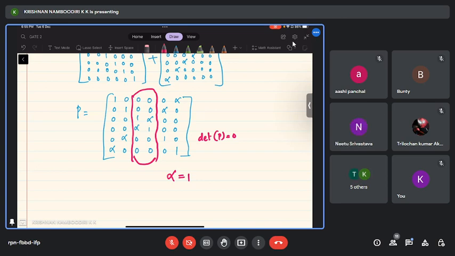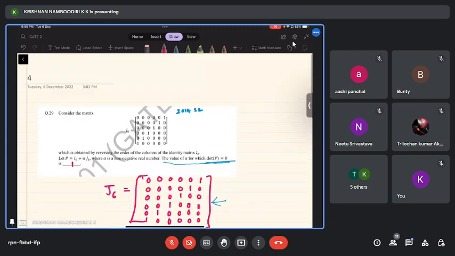Yes, sir. Say I'm calling column 3 as V3 vector, and this as V4. If V3 equal to V4, that means there is a linear dependence. That means the matrix is rank deficient, it's not a full rank matrix. That means determinant will become equal to 0. That means when alpha equal to 1, determinant of P equal to 0. So what is clear now? It is clear that when alpha equal to 1, determinant of P equal to 0.